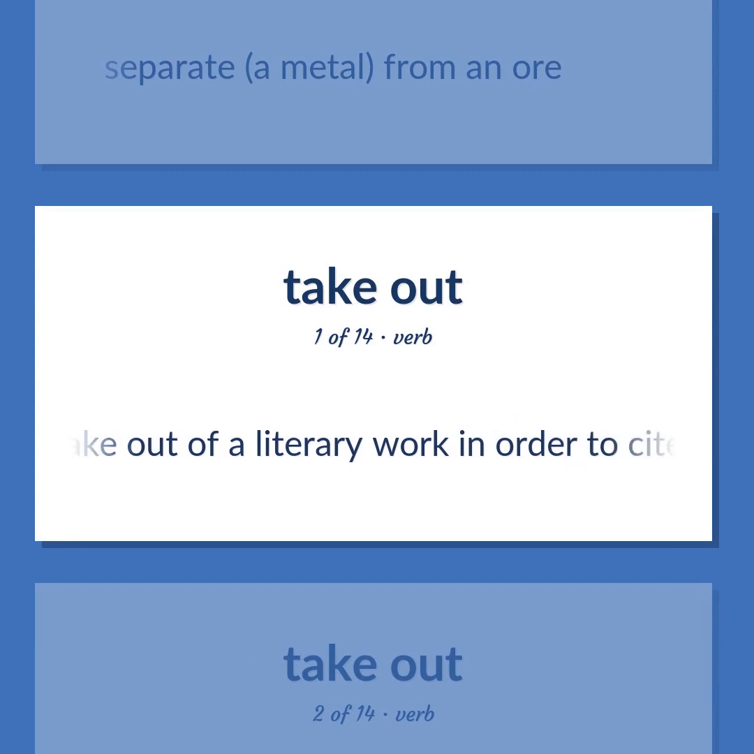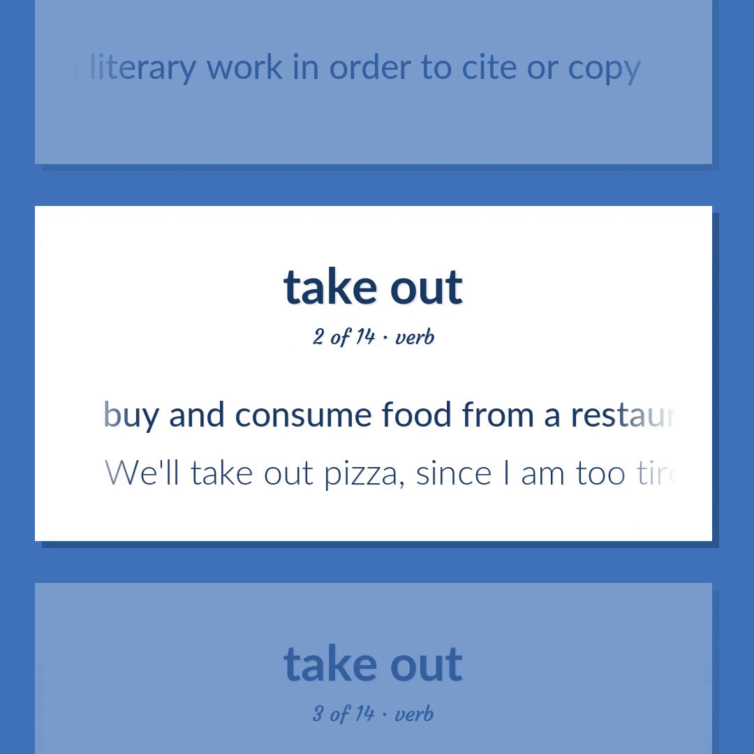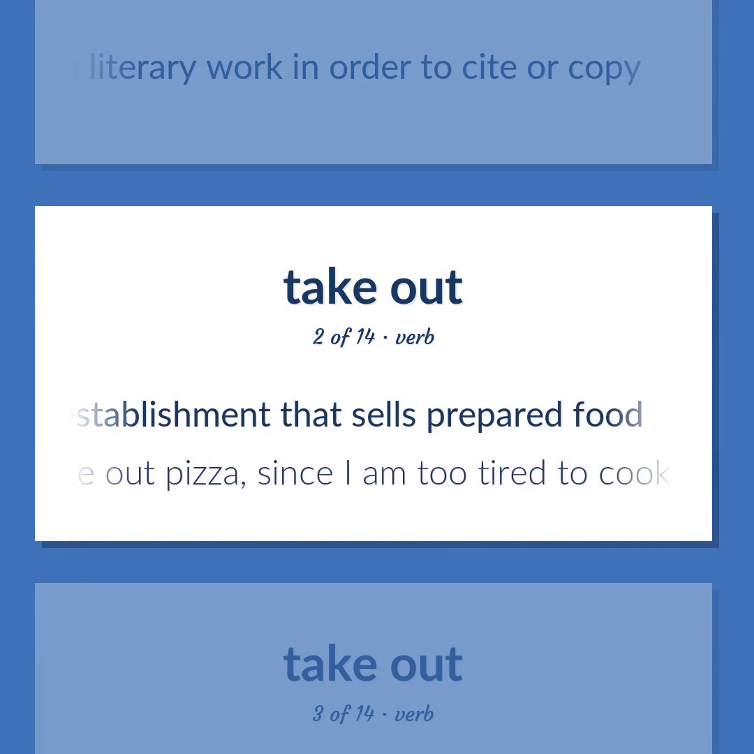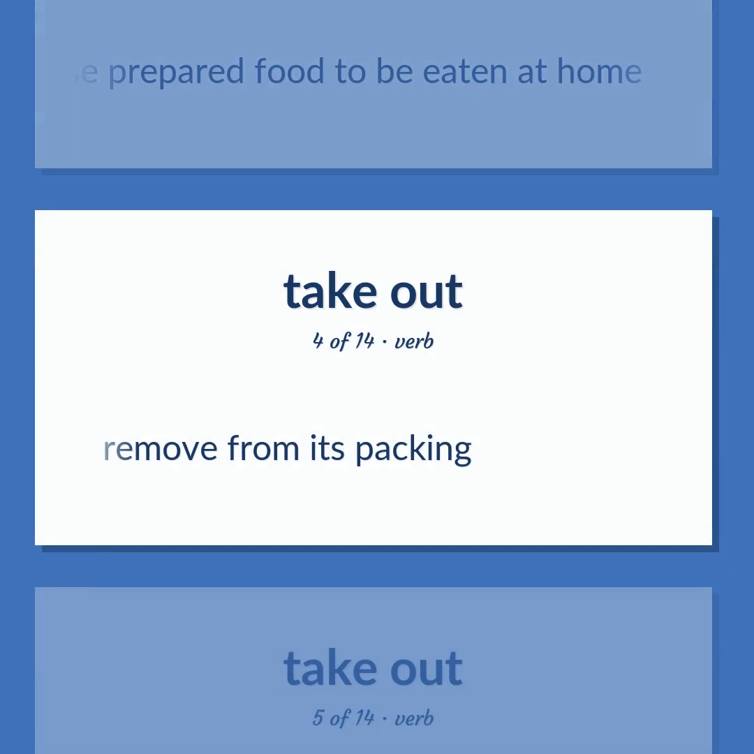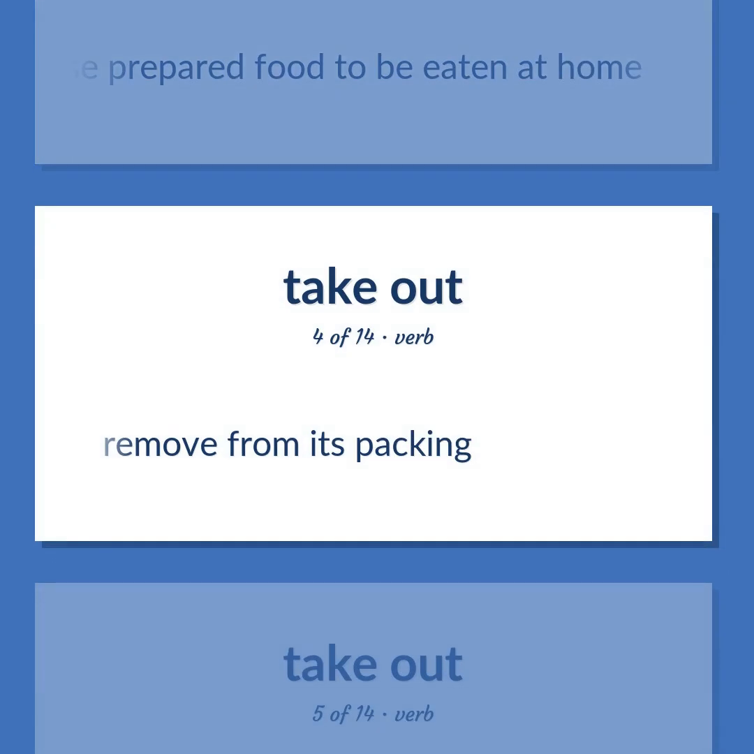Take out of a literary work in order to cite or copy. Buy and consume food from a restaurant or establishment that sells prepared food. We'll take out pizza, since I am too tired to cook. Purchase prepared food to be eaten at home. Remove from its packing.